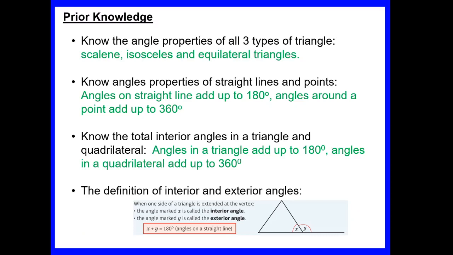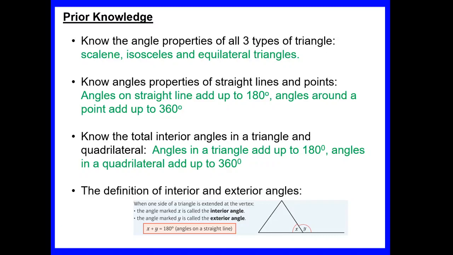Let's check through our prior knowledge again, the things we need to know before we do this lesson. We should know the angle properties of the three different types of triangles: scalene, isosceles and equilateral. We should know the angle properties of straight lines and points, so angles on a straight line add up to 180 degrees and angles around a point add up to 360 degrees. We should also know the total interior angles in a triangle and quadrilateral. The interior angles in a triangle add up to 180 degrees and in a quadrilateral 360.